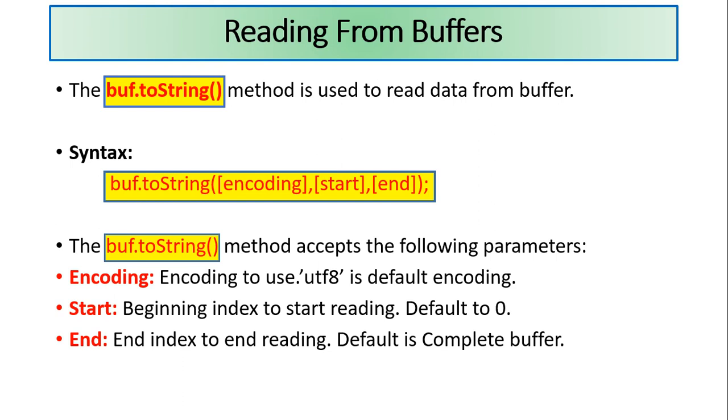Now the second parameter is start. Here we give the beginning index to start reading, and the default value is 0. The last parameter is end, which is the end index to stop reading, and the default value is the complete buffer. So these are the kinds of operations we can use on a buffer.